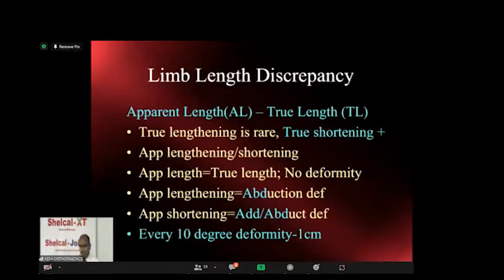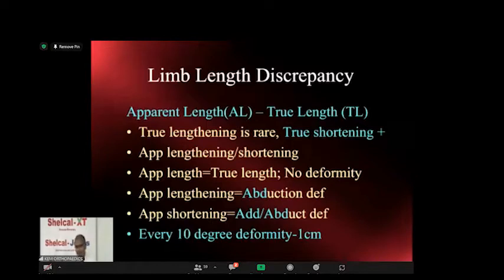If there is an apparent lengthening, then there is an abduction deformity. Apparent lengthening means the difference in apparent length is more than the difference in true length. Clear? But if there is an apparent shortening, most of the time it is an adduction deformity, but there is a possibility of abduction deformity.